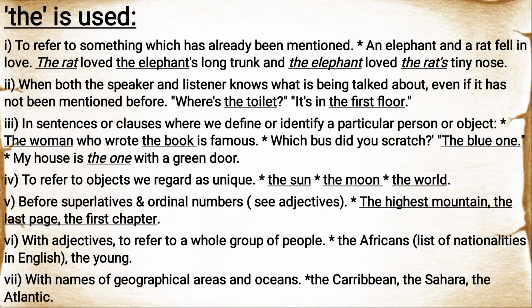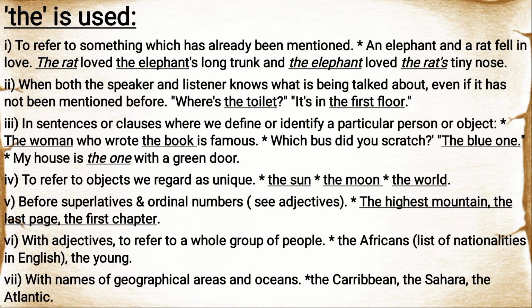3. In sentences or clauses where we define or identify a particular person or object. Examples: The woman who wrote the book is famous. Which bus did you scratch? The blue one. My house is the one with a green door. 4. To refer to objects we regard as unique. Examples: the sun, the moon, the world.